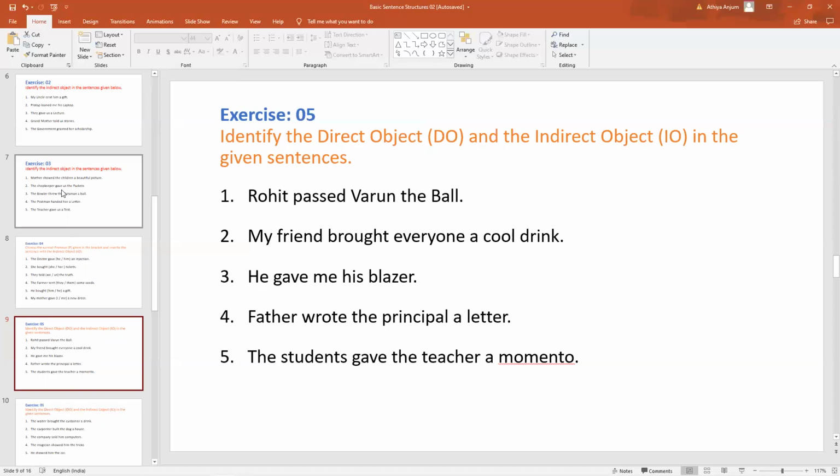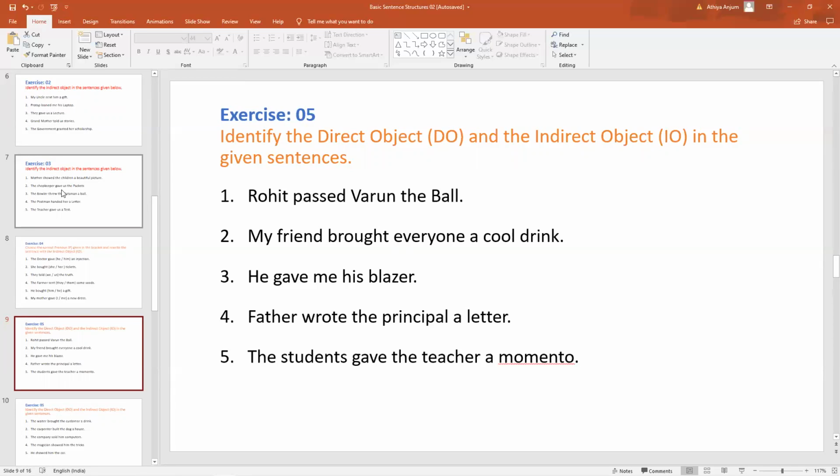The first one, Rohit passed Varun the ball. So what did Rohit pass? Rohit passed the ball. So that will be your direct object. To whom did he pass the ball? To Varun. Whom? When you question to whom, that becomes your indirect object. The next one, my friend brought everyone a cool drink.